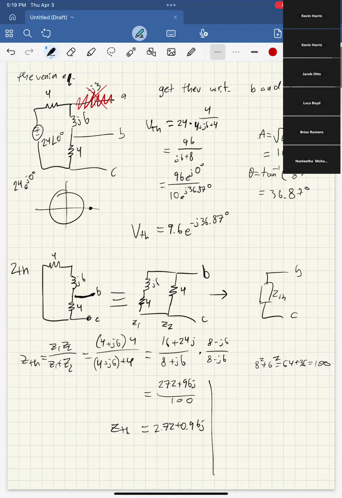Now we just have to draw the final circuit. So we have our box thing. This is B, this is C, and here we have 9.6 e to the negative j 36.87 volts. And then here we have, nope, that's not a Z, 2.72 plus 0.96J ohms. And that's the answer. So hopefully you can see it's the exact same as it was before. It's just now it's complex numbers.